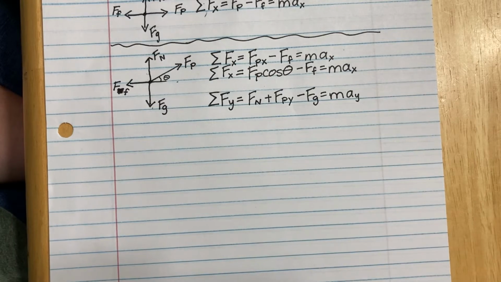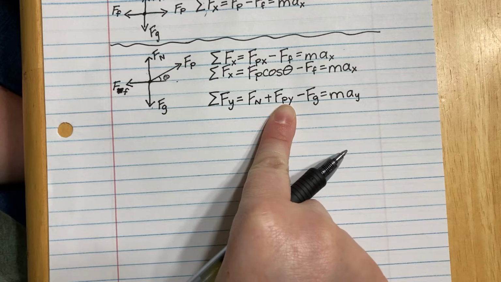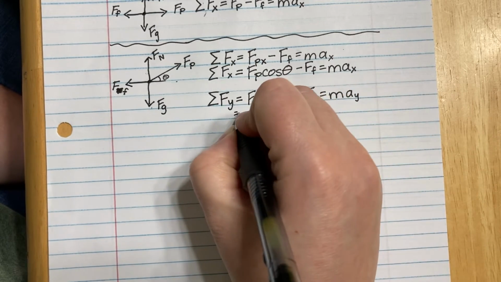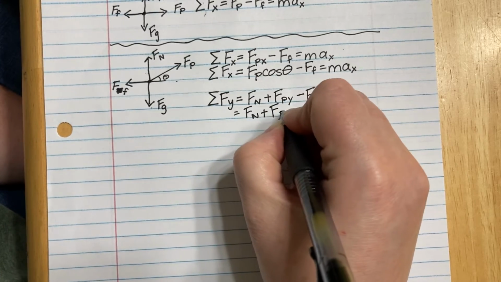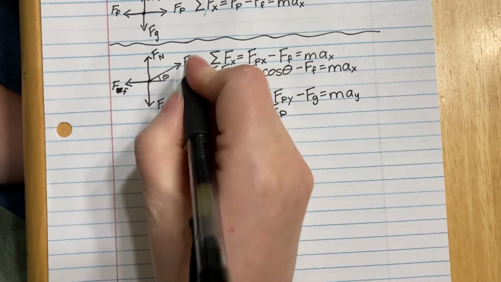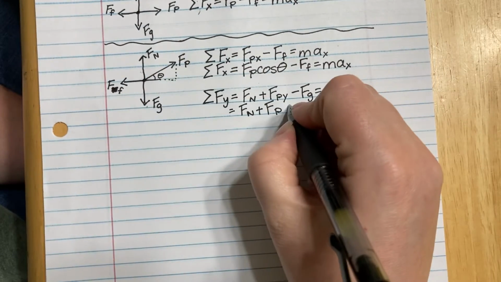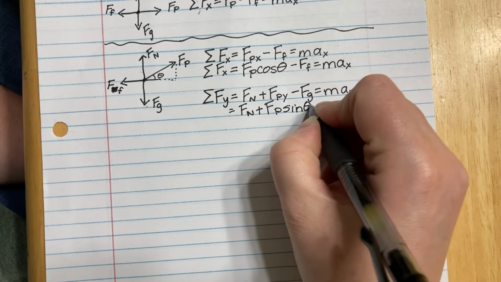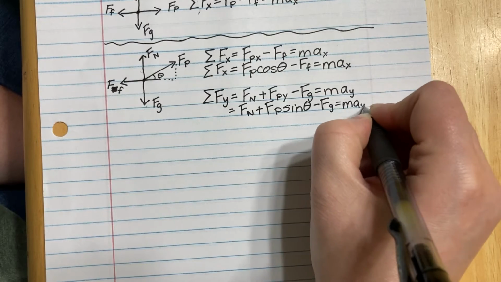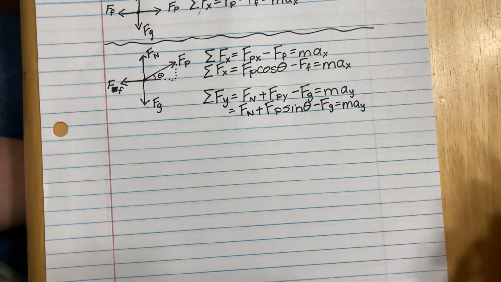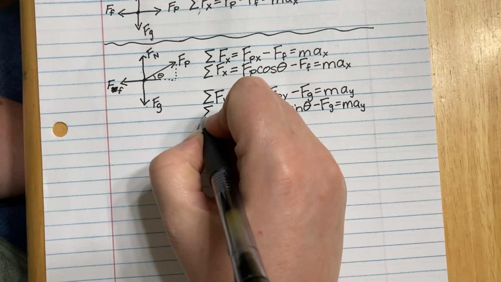Now again, just like up here, if you'd rather, instead of writing FPY, go ahead and put your sine and cosine in, you could write this as Fn plus Fp, and then the y is the opposite one, it's this one here. So that's your opposite, so it's going to be sine. So you could write it like that. So x would be one of these two, y would be one of these two. Both of those are acceptable ways to write that.